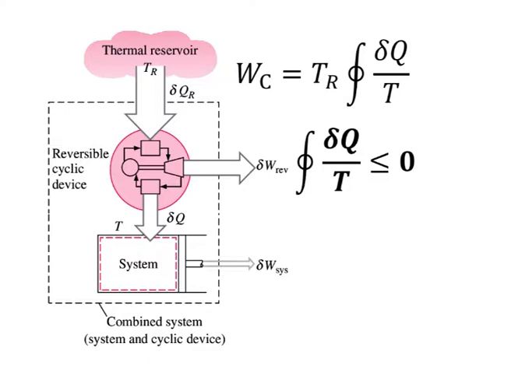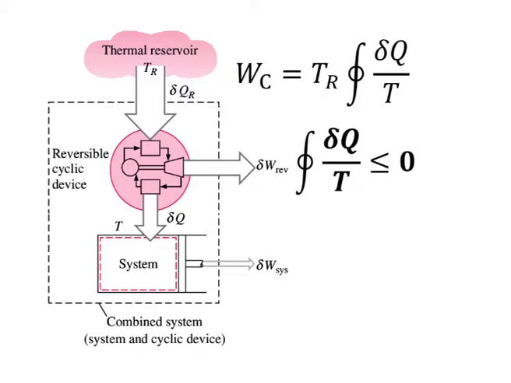And this is the Clausius inequality. This inequality is valid for all thermodynamic cycles, reversible or irreversible, including the refrigeration cycles. If no irreversibilities occur within the system as well as the reversible cyclic device, then the cycle undergone by the combined system is internally reversible.